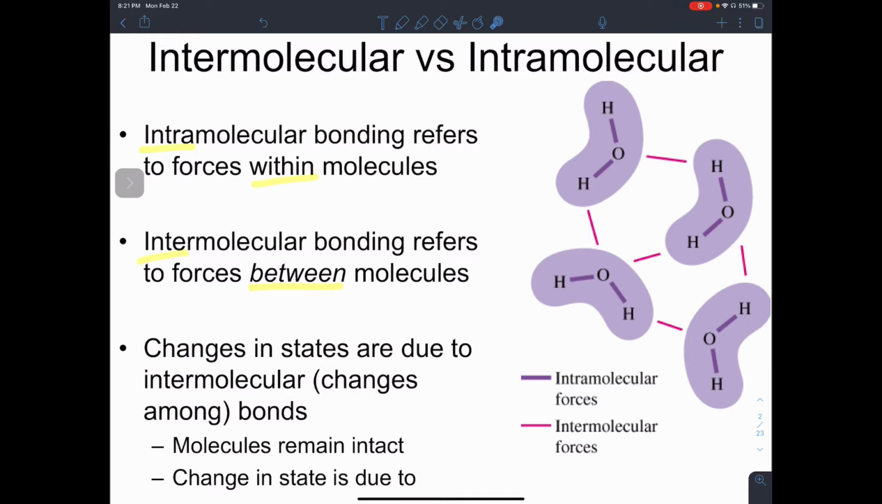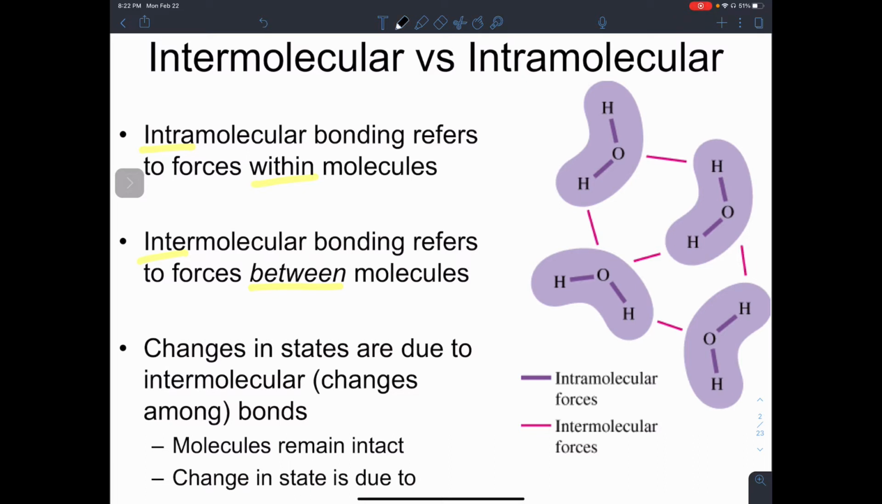So the reason that water melts at a certain temperature, boils and turns into vapor at a certain temperature, has nothing to do with the forces inside of the molecule proper, but instead has to do with the forces between the molecules. Let's remember something about change of state.